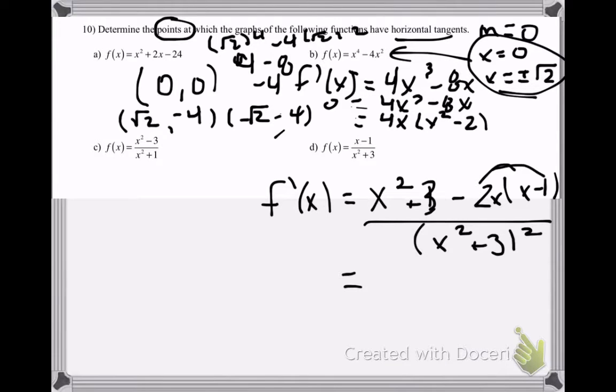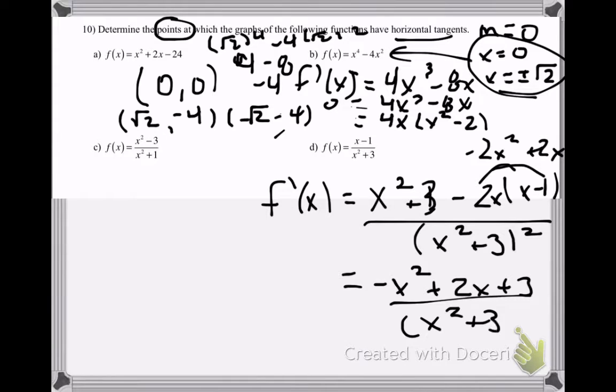So we'll distribute that minus 2x in, and we get negative 2x squared plus 2x. So when we combine like terms, we get negative x squared plus 2x plus 3, all over the quantity of x squared plus 3, quantity squared. Okay, so I don't really care so much, again, about squaring out that denominator, because if it's a fraction, the only way the fraction is going to have a value of 0 is if the numerator is 0. So I really only have to set the top equal to 0.